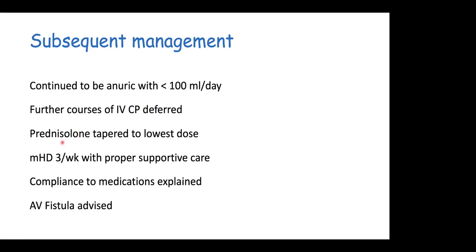And you taper prednisolone to the lowest possible dose. Now you target good supportive care, you maintain her 3 per week maintenance hemodialysis, ensure compliance to medications, explain, and then advise to make an AV fistula at the earliest and plan further evaluation.